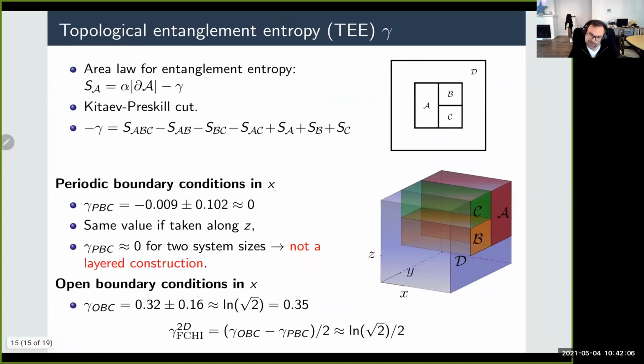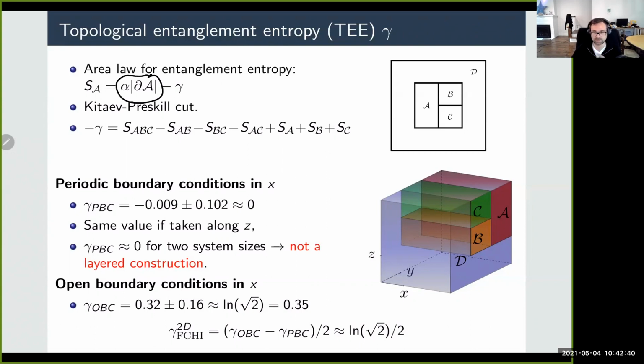So to probe either the surface or the bulk, we can rely on the topological entanglement entropy. Remember that if you take a 2D system, for the entanglement entropy you have the area law that scales with the perimeter of the region A, or the entanglement region A. And the first correction is a constant that only depends on the nature of your topological phase.